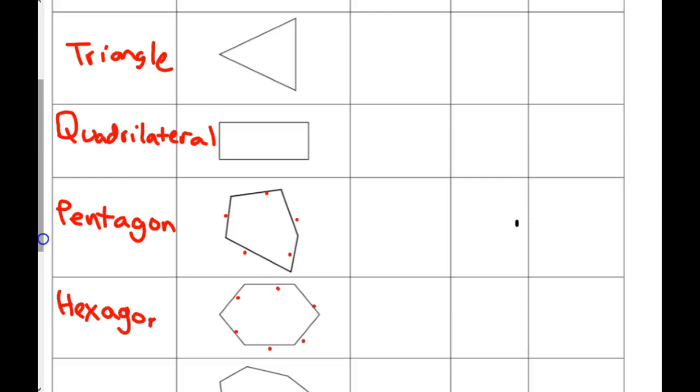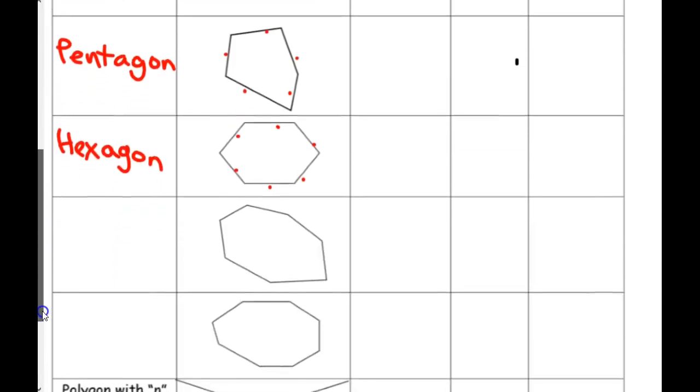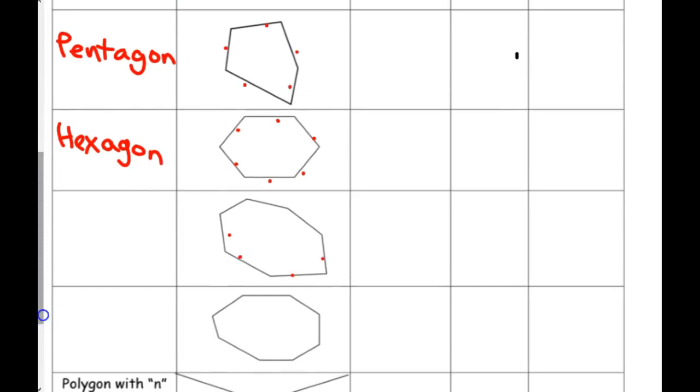Hex. Six. Okay, here's that weird one from the warm-up. What do you call a seven-sided figure? Heptagon. And then, last but not least, eight-sided, octagon. That's where you don't want to find me, you know?